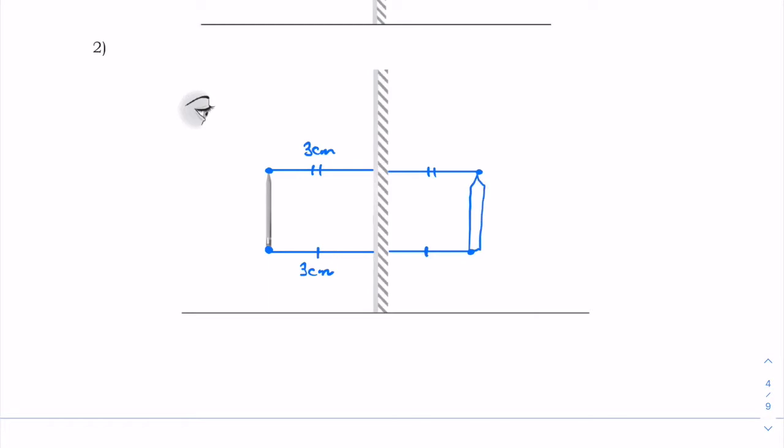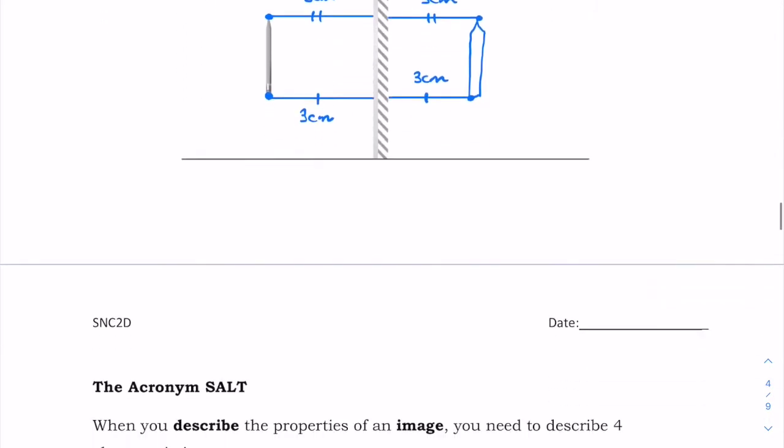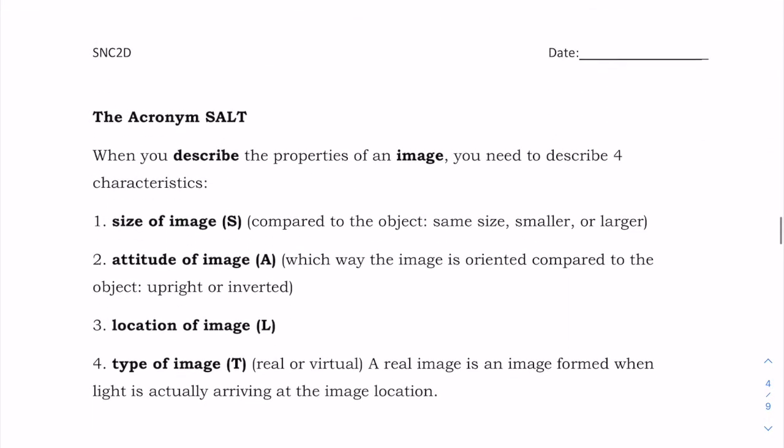All right, close enough. But hopefully that explains what we're doing. So that top line should be 3 centimeters as well, and the bottom one the same. To help us describe properties of an image, we're going to use an acronym called SALT.